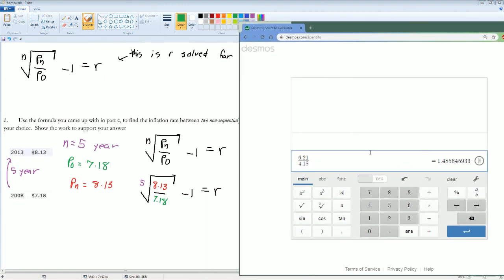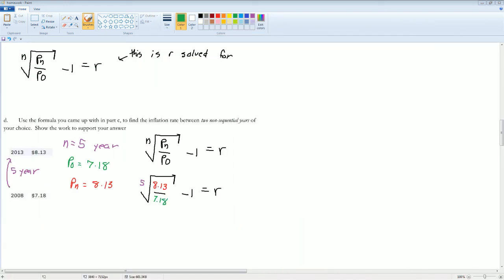So here's Desmos. That was the previous problem. You hit this symbol, because it was the 5th root on top of 8.13 divided by 7.18. Subtract 1. There you go. Notice how the radical stops here. So the answer is 0.025. So the R here is equal to 0.025.